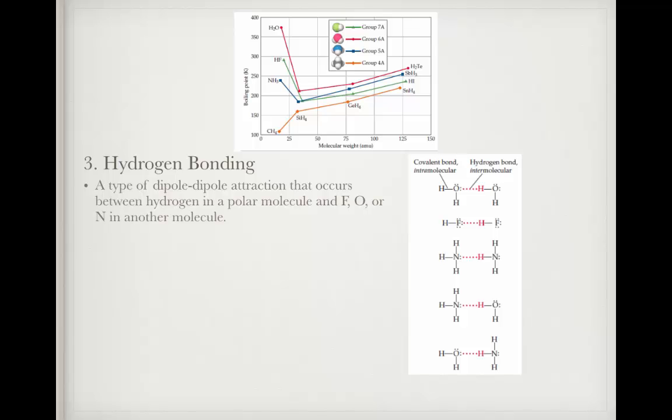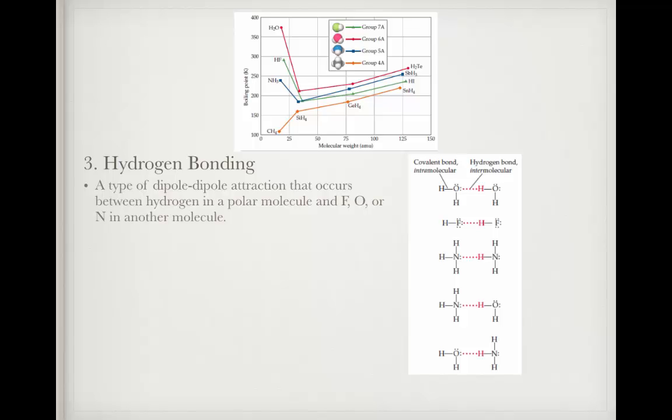Here on the right-hand side, you've got water, you've got HF, you've got NH3. And as you can notice, this intermolecular force is the attraction between two different molecules. So for the top one, for water, that hydrogen is attracted to the lone pairs of electrons on oxygen. That attraction is called hydrogen bonding.